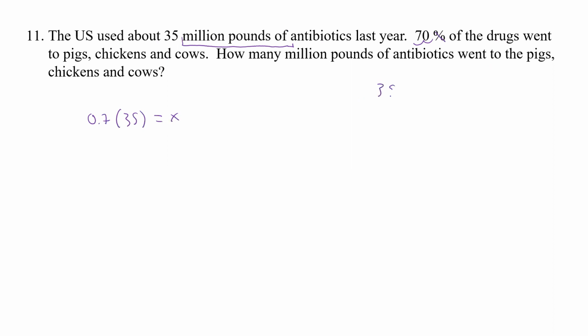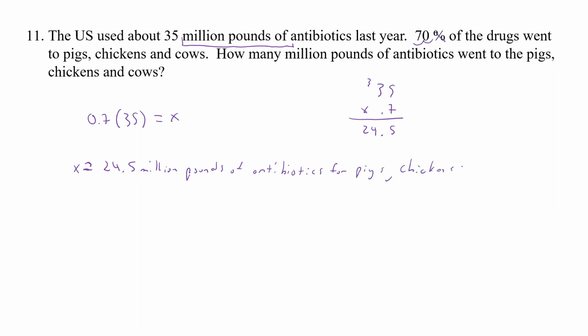So now we take 35 times 0.7. So that's going to be 35. That's 24. And move the decimal once. And so X equals approximately 24.5 million pounds of antibiotics for the pigs, chickens, and cows.